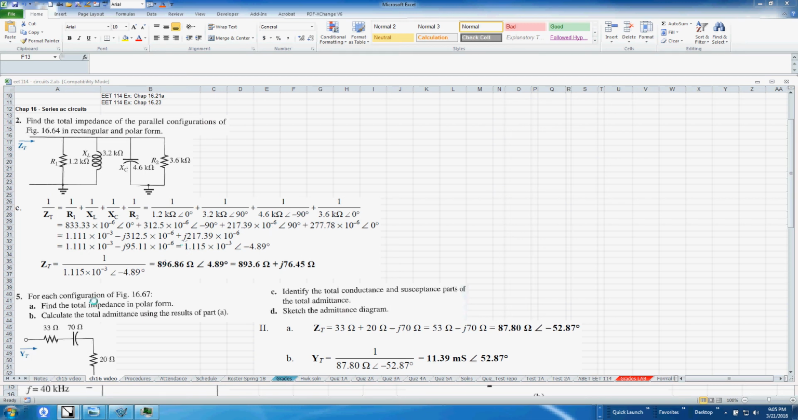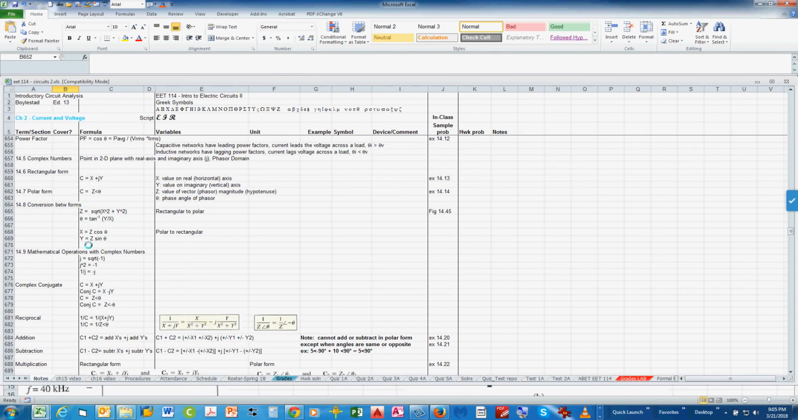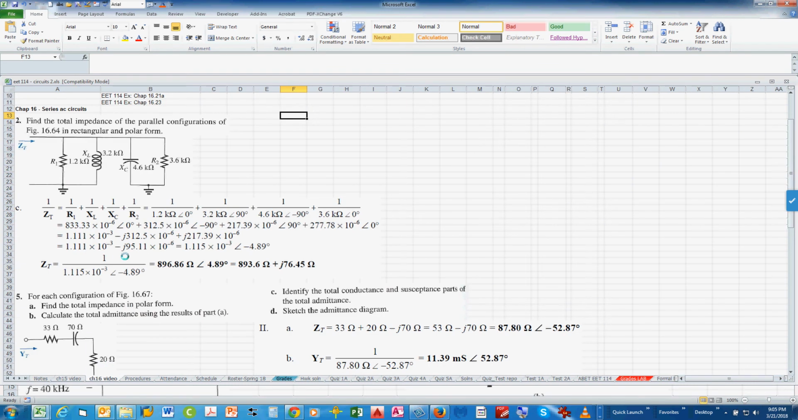The other way that it could have been done was to use the conversion formulas to go from rectangular to polar by using these two formulas here that you guys have seen several times now. And then the next thing that you need to do is take this negative 312 and add it to the 217. You get a 95.11 times 10 to the negative 6. Then converting it back to polar form, you get this by using these formulas again.